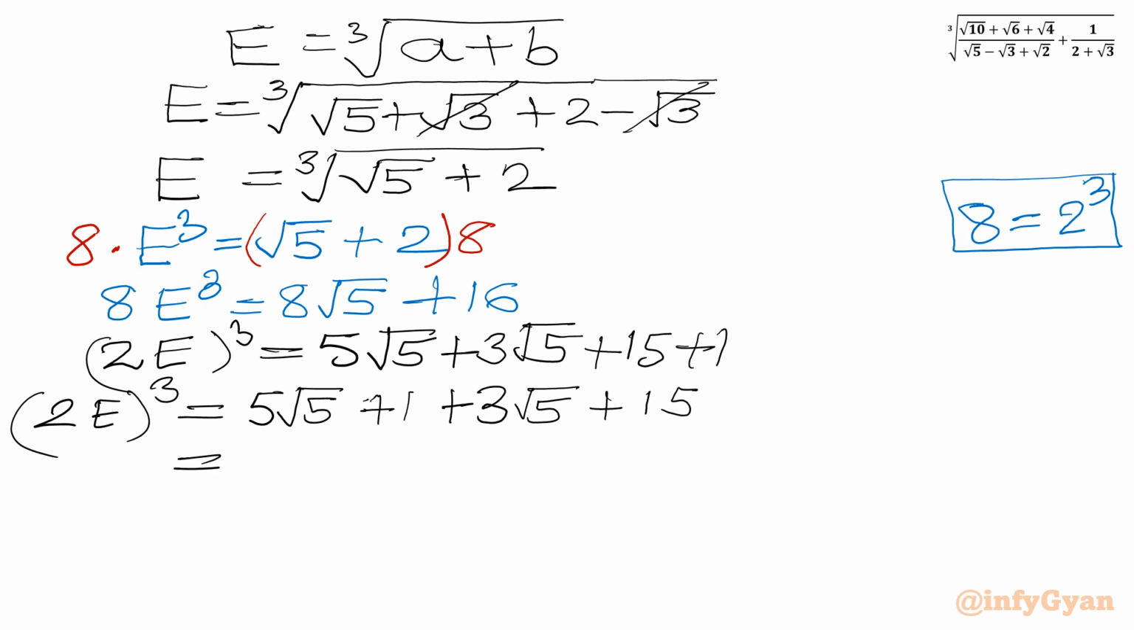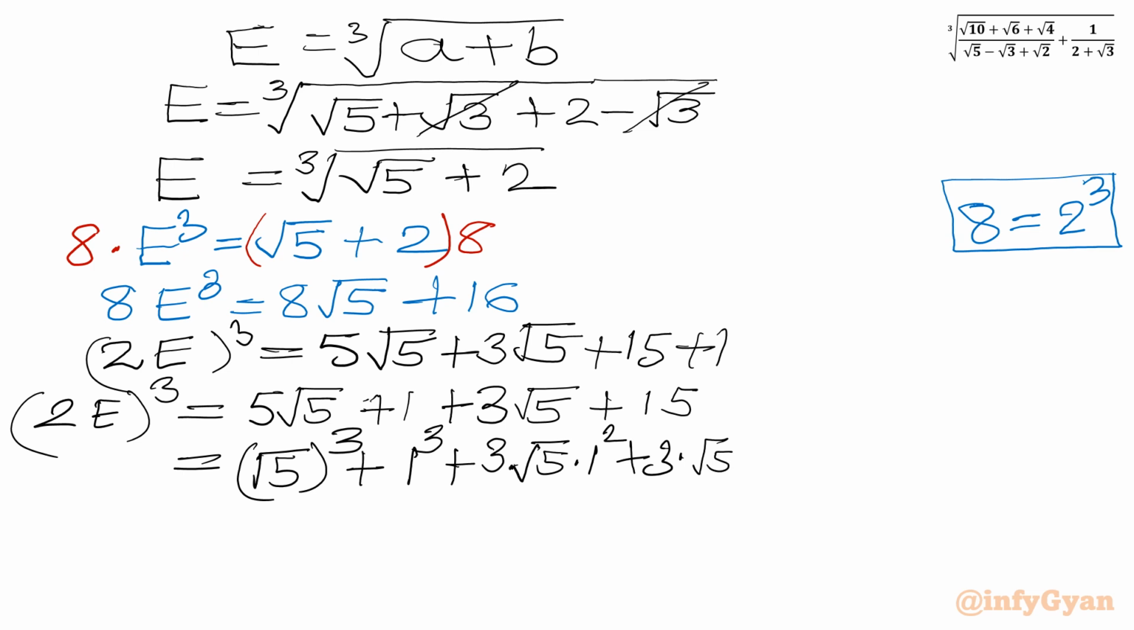Now the RHS will become, if I write 5 root 5, then it is square root 5 whole cube. 1 can be written as 1 whole cube. This term is 3 times root 5 times 1 square, and this term is 3 times root 5 square times 1. That is 3a square b plus 3ab square. So a cube plus b cube plus 3a square b plus 3ab square can be written as a plus b whole cube. I can write 1 plus root 5 whole cube or root 5 plus 1 whole cube.